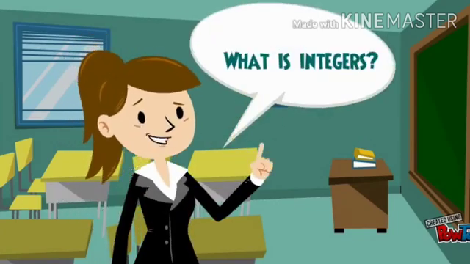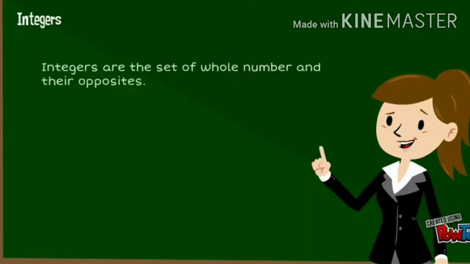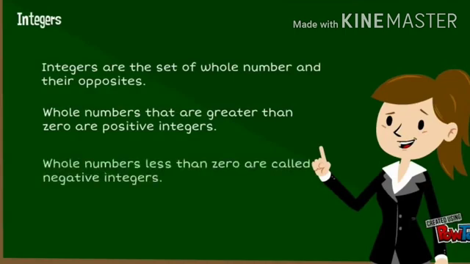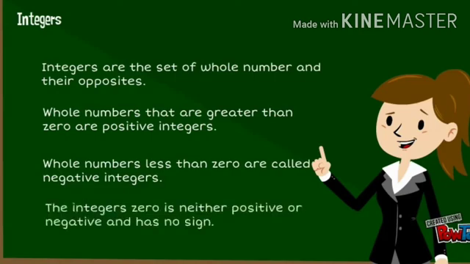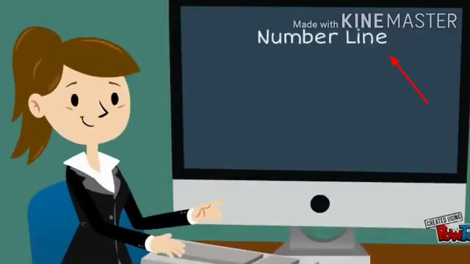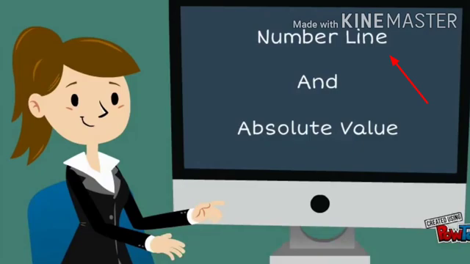What are integers? Integers are the set of whole numbers and their opposites. Whole numbers that are greater than 0 are positive integers. Whole numbers that are less than 0 are called negative integers. The integer 0 is neither positive nor negative and has no sign. Okay, let's proceed. There are a lot of methods of adding and subtracting integers, but we'll give you two methods only, the number line and absolute value.